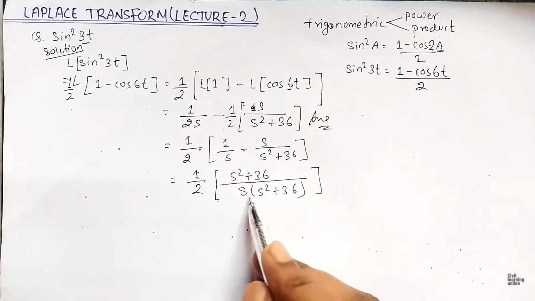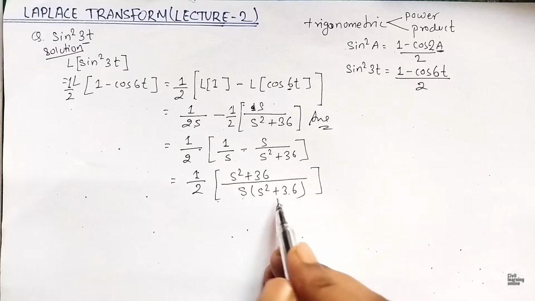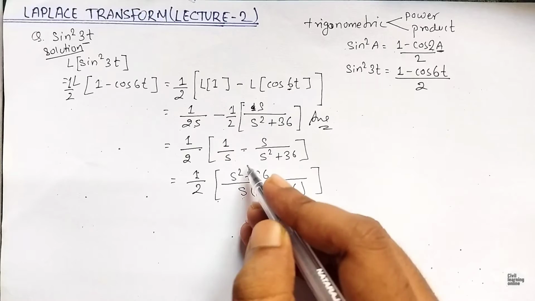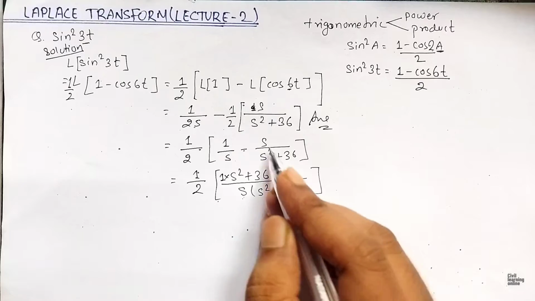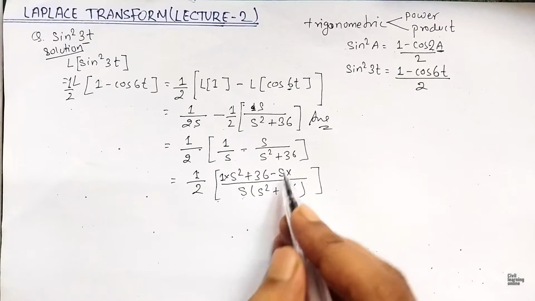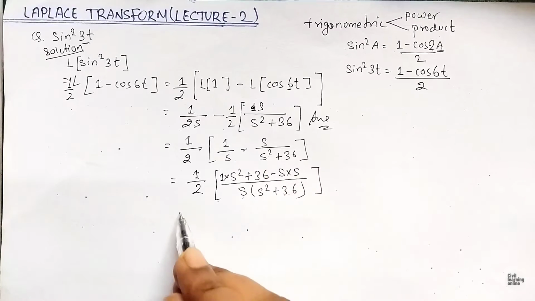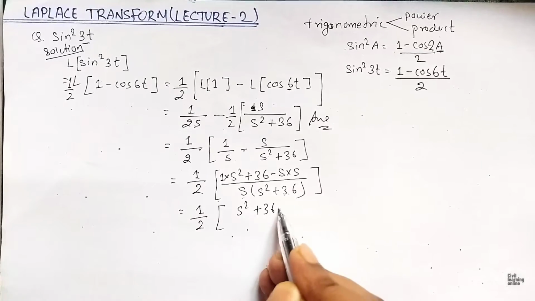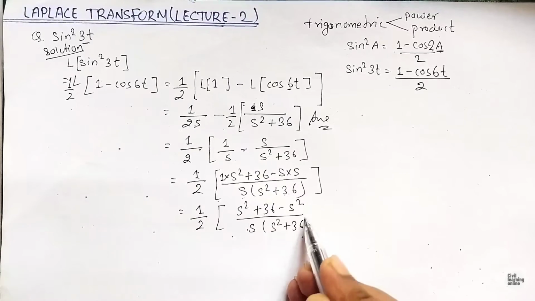So taking LCM of these two terms, we will have here s times s square plus 36. Now divide this by s, and we will get s square plus 36. So the remaining portion is written in the numerator and multiplied with the number which is in the numerator position, and minus we will multiply this s, dividing this whole by this, so we will get s. So now we will have here 1 upon 2 times s square plus 36 minus s square upon s times s square plus 36.